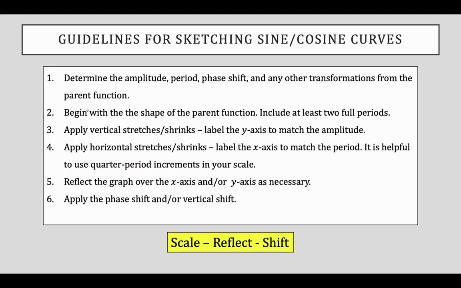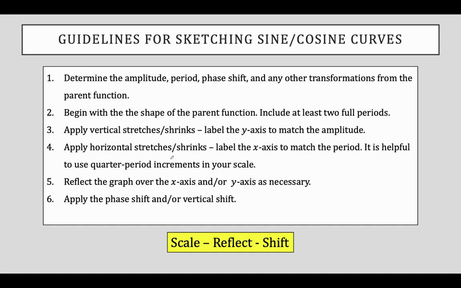These are your guidelines for sketching sine and cosine curves. Number 1, determine the amplitude, period, phase shift, and any other transformations from the parent function. 2, begin with the shape of the parent function and include at least 2 full periods. 3, apply vertical stretches or shrinks, and label the y-axis to match the amplitude of our function. You'll see what that means coming up.